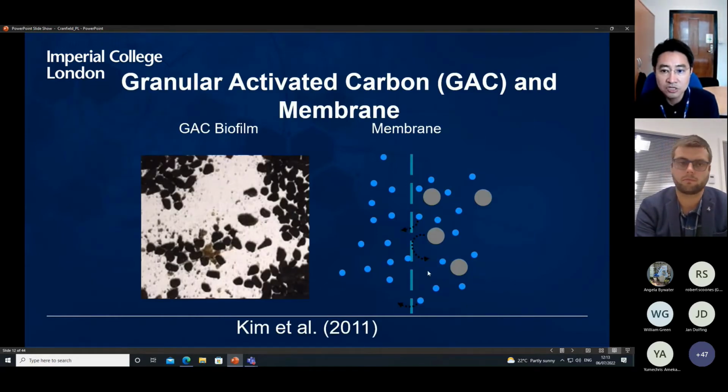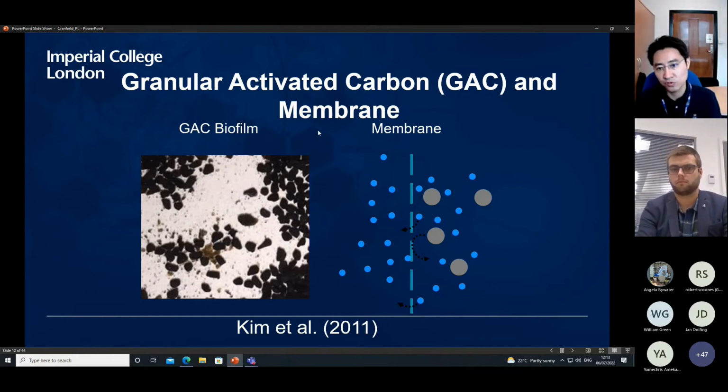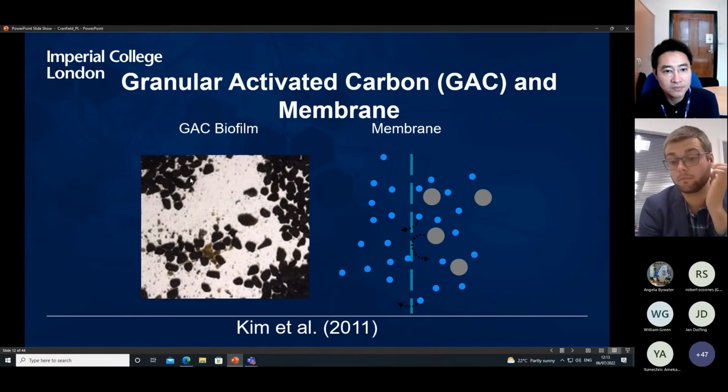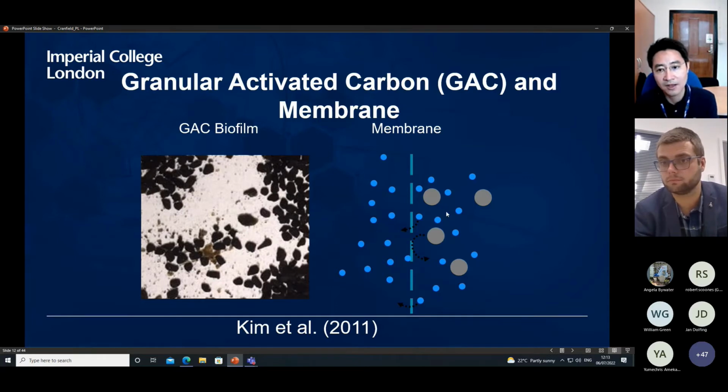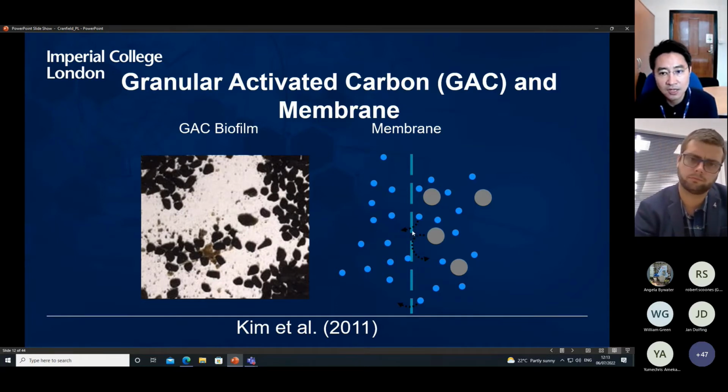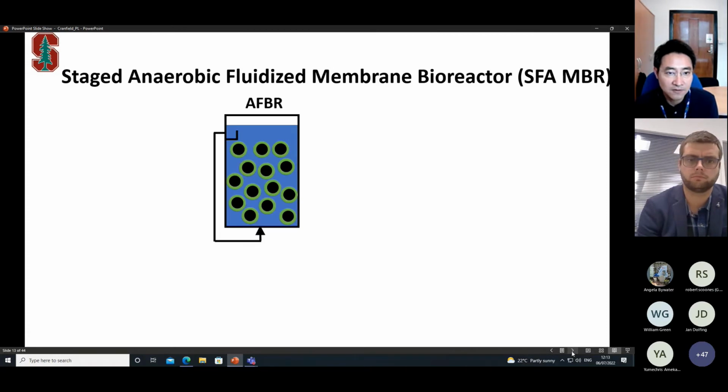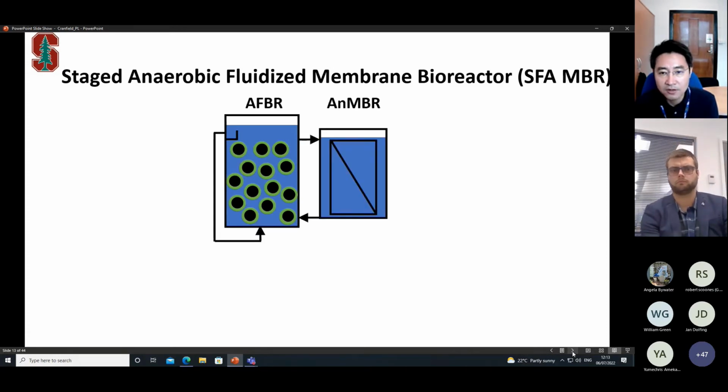Now I'm going to introduce one technology, the so-called granular activated carbon with a membrane. We are talking about sewage wastewater. We use this GAC carbon as a carrier to create biofilm, and later on we have a membrane to do separations. So the idea is how we can produce methane through it. You can see this is from Stanford, my colleague, we're working together. We have a process where the first stage has activated carbon.